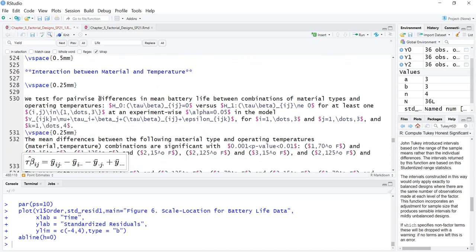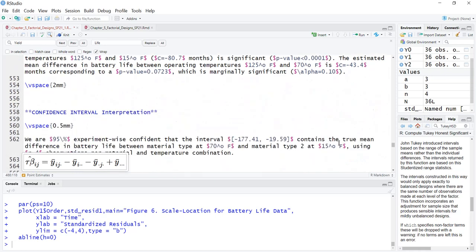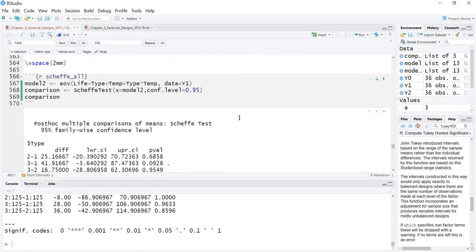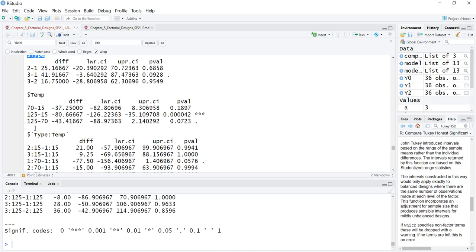Now, I have done that, and I've run this, but to be kind, so here are what you get. When you run this, you get, here's the type. So here's the differences between 2, 1, 3, 1, and 3, 2. And then temperature. So it gives you those.